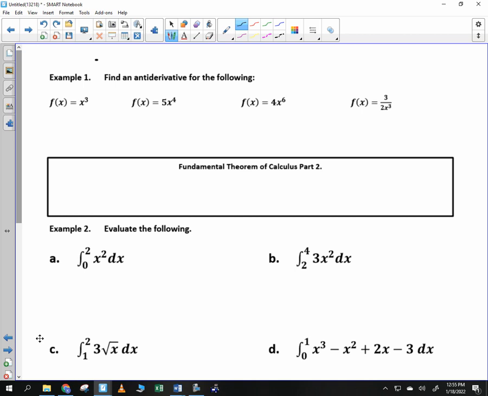So, find the antiderivative of the following. f of x is x cubed. So what is big F of x? x to the 4th over 4. Look at you. f of x is 5x to the 4th. So big F is 5x to the 5th over 5, right? And so you get, as you said, x to the 5th.